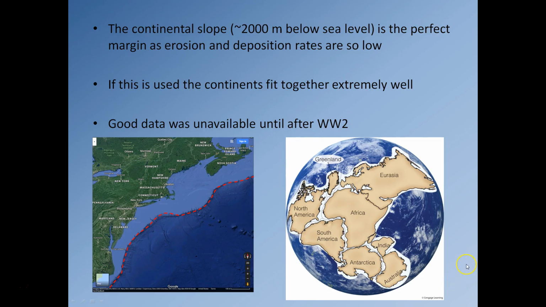And as you can quite clearly see, if we use the shelf breaks and the continental slope, then all of a sudden we can actually lock the continents together with extremely good accuracy. We get a very nice match. Now, this data wasn't actually available to Wegener and didn't become really available until after World War II. So that's why he didn't have this really great data to lock the continents together. He just had to use coastlines.